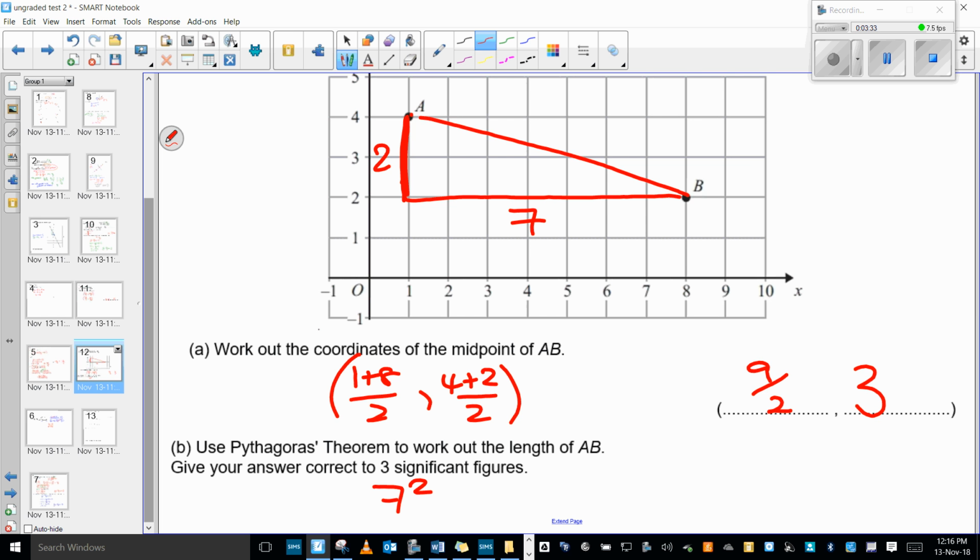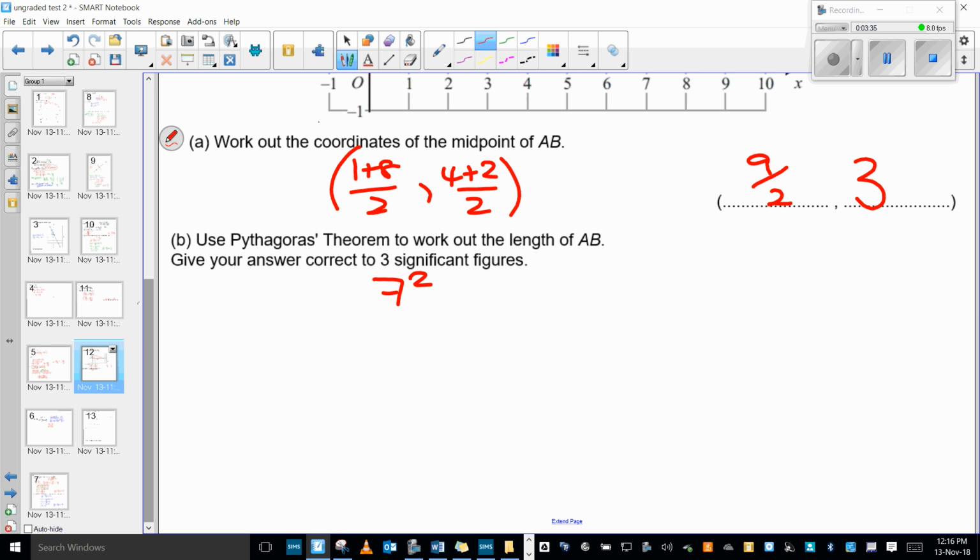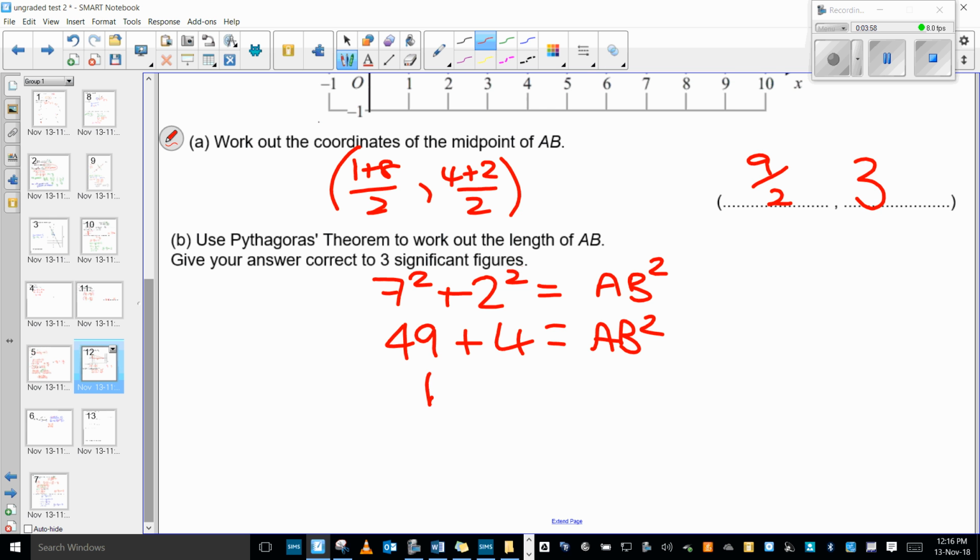Careful. Okay, not subtract this time. We're not figuring out the hypotenuse. We are figuring out the hypotenuse. Good. So because we're finding the hypotenuse, it's going to be add. So 7 squared is 49, 2 squared is 4, and so AB is going to be the square root of 53, and they want it to 3 significant figures. Please make sure you're reading those instructions, because if you don't round it to 3 significant figures, you may lose the mark.